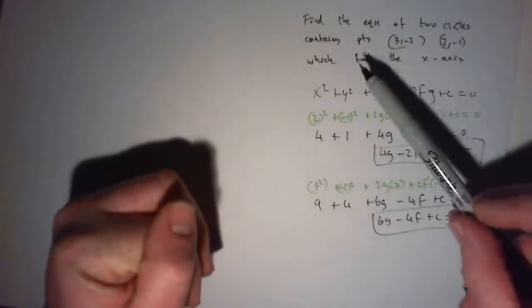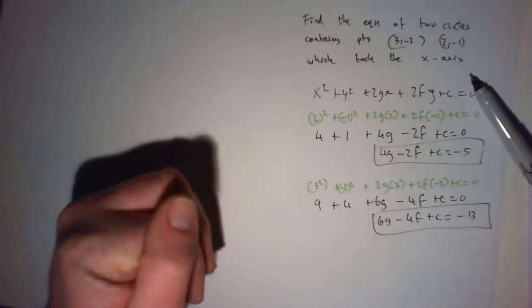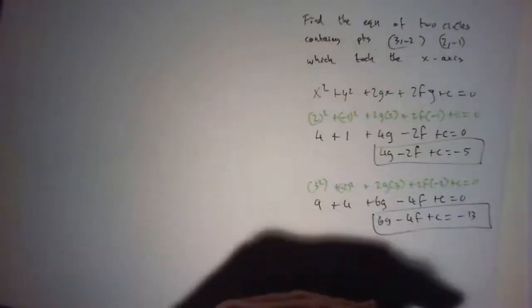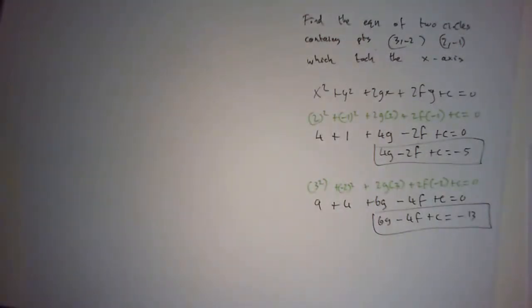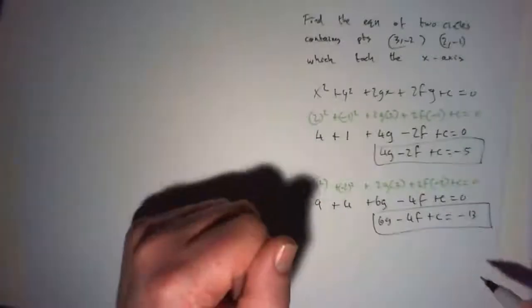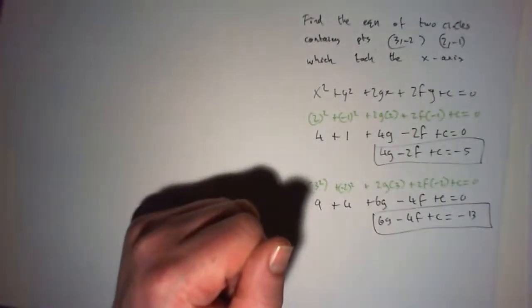What other information? I know it touches the x-axis. If it's touching the x-axis, I'll go back to the picture. I have the picture there. Oh, don't tell me I threw away the picture. No, I didn't. There it is. If it touches the x-axis, then r is equal to the absolute value of f, which means I can work out that g is equal to the square root of c.